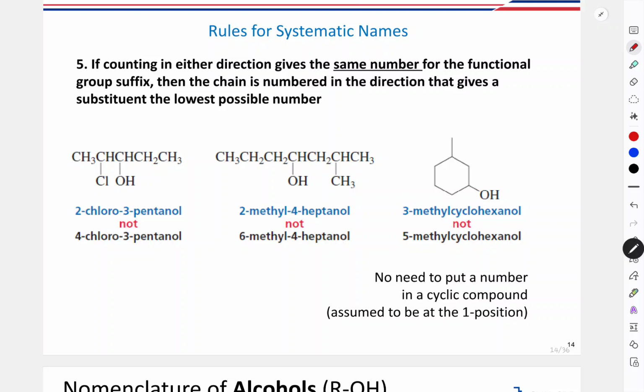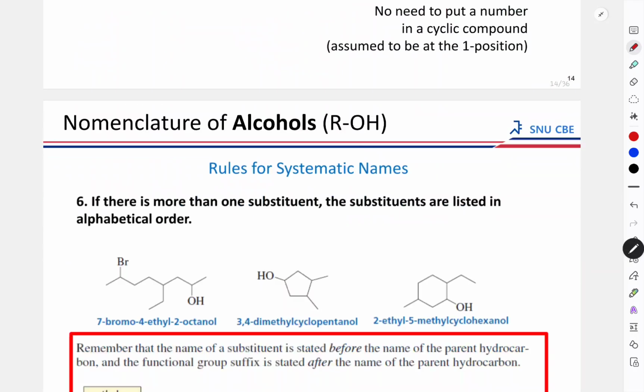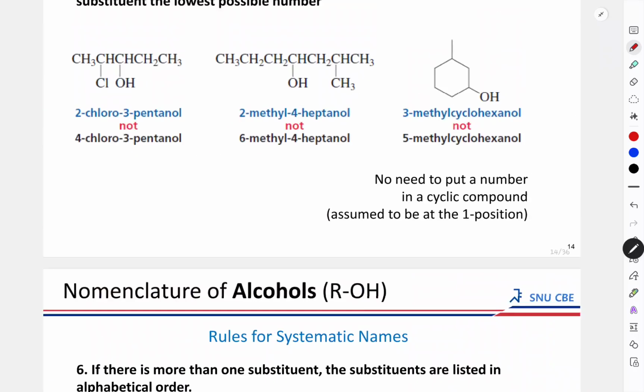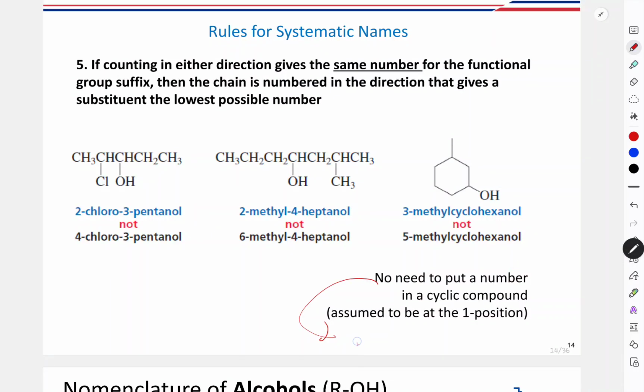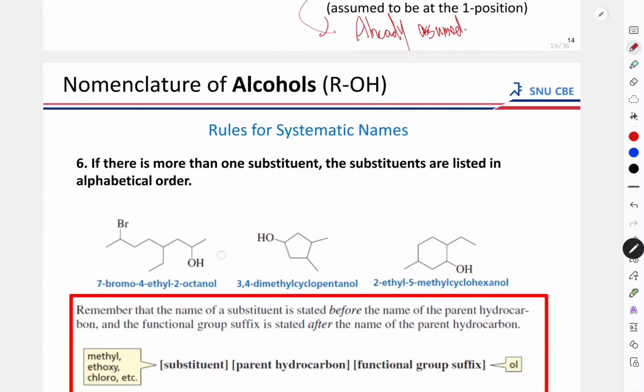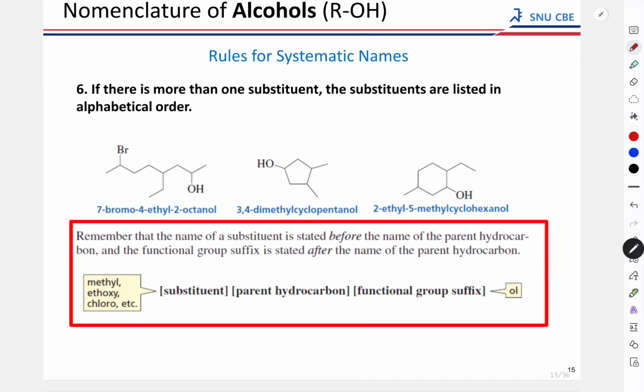Okay. And here's a little side note. There's no need to put a number in a cyclic compound, right? What that means here is this carbon is assumed to be the number 1 carbon. So you identify the position of the carbon having the OH group in the cyclic case. Your ring structure를 가지고 있고, cyclic form인 경우에는 number 1 position, OH 그룹을 가지고 있는 카본의 넘버를 identify 할 필요가 없다. number 1으로 assume 된다. Rule number 6: if there is more than one substituent, then substituents are listed in alphabetical order.